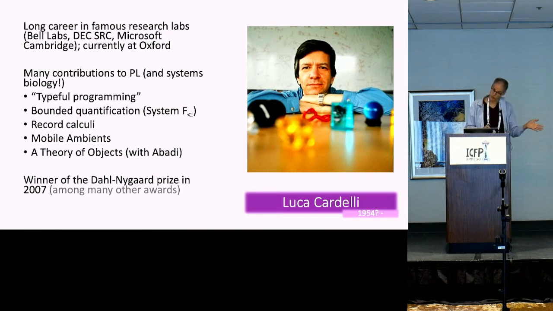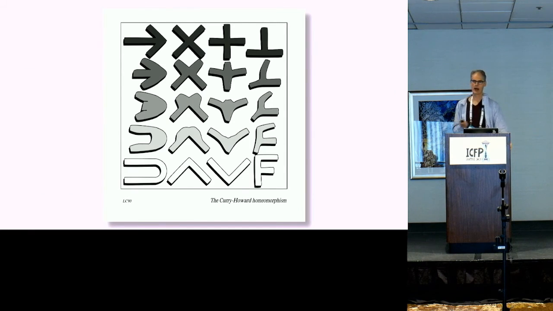But before he did that, he really kind of pushed the idea of so-called typeful programming in the PL design community, and in particular invented this very beautiful system called F-sub. And is connected to Dahl and Nygaard by having won the prize named after them. Luca is also a wonderful inventor of cartoons. Here is his Curry-Howard homeomorphism.